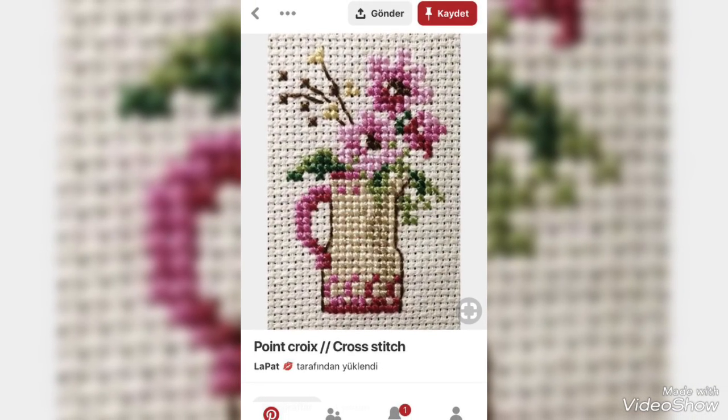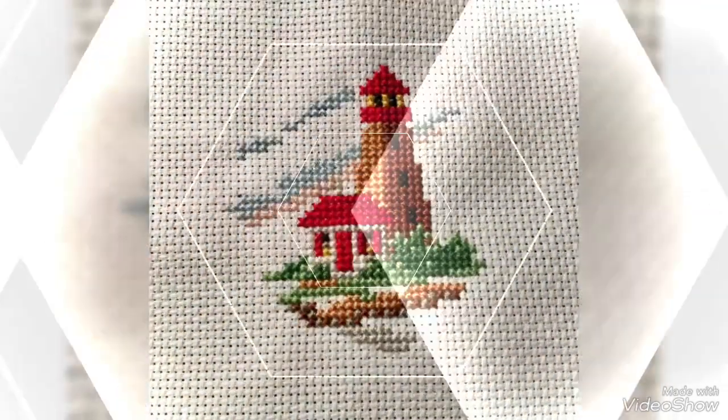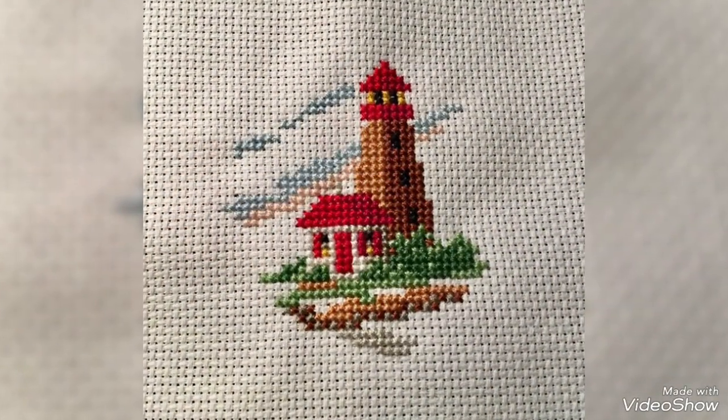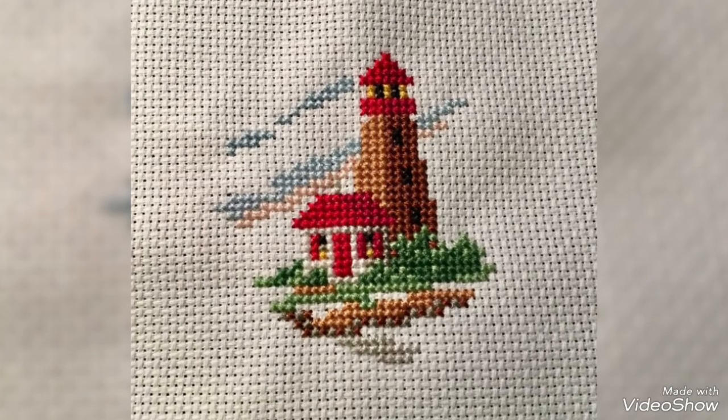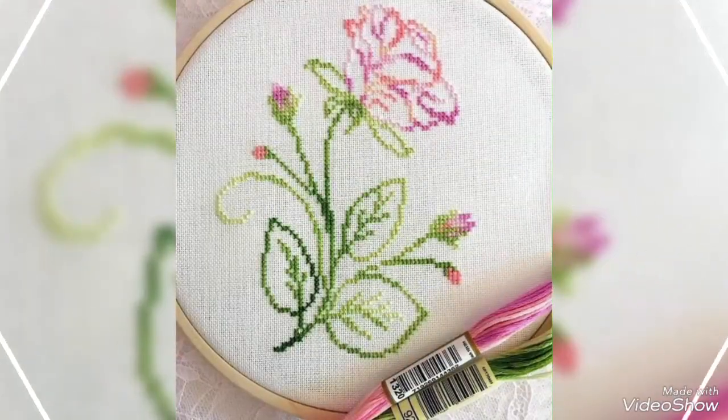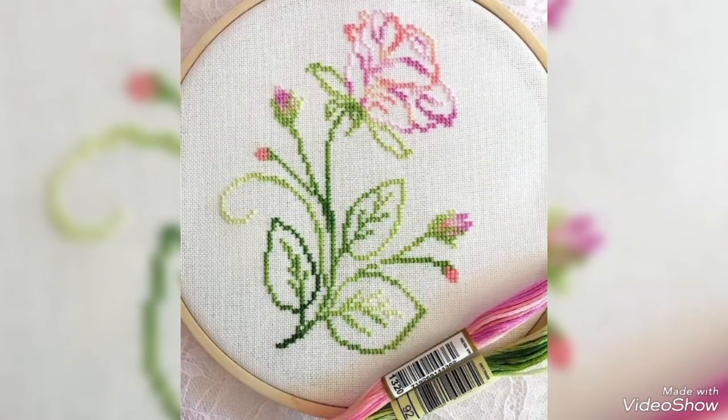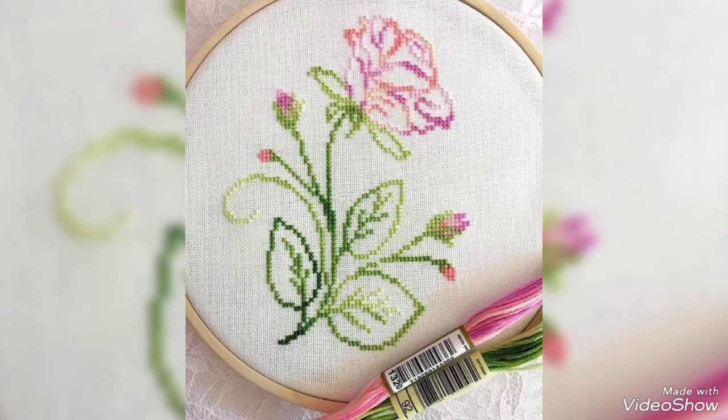These methods are referred to as 2 over 2, which means 2 embroidery threads used to stitch over 2 fabric threads, and 1 over 1, which means 1 embroidery thread used to stitch over 1 fabric thread or square, respectively.